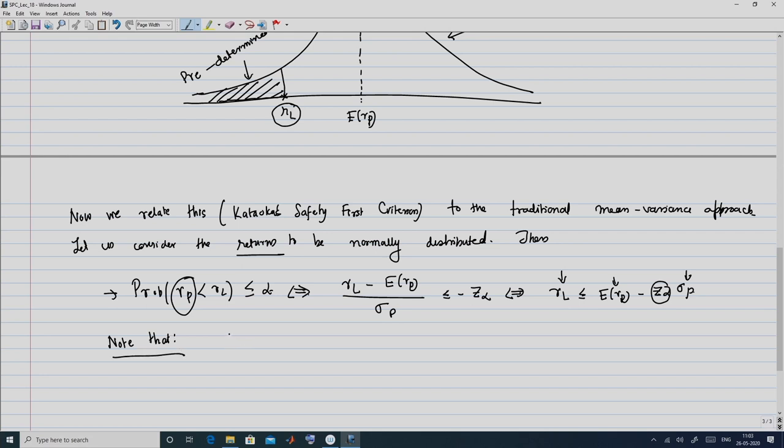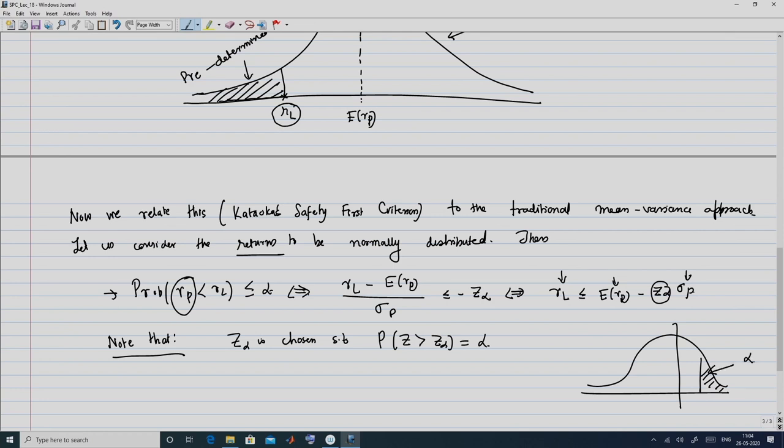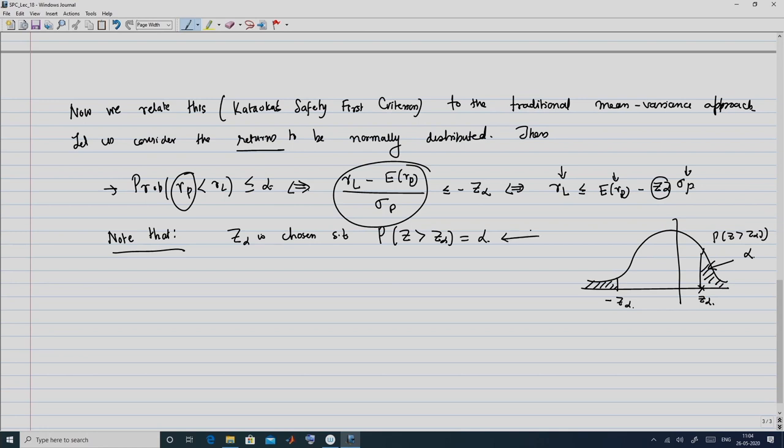So accordingly, you note that z alpha is chosen such that probability of z greater than z alpha is equal to alpha. If you look at this distribution and you have this area under the curve, if this area is alpha, then this is nothing but probability of z greater than z alpha, where this point is equal to z alpha, and symmetrically this point here is going to be minus z alpha. That is the reason why we take this RP minus RL expression, and this is going to be less than or equal to minus z alpha. So this is the definition of my z alpha.